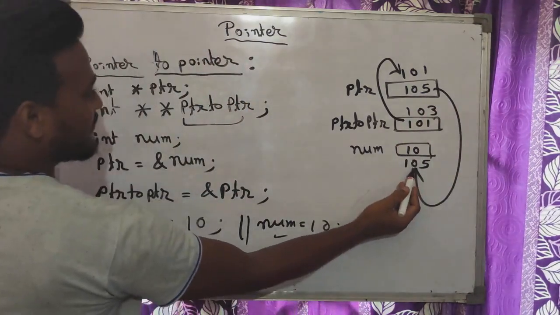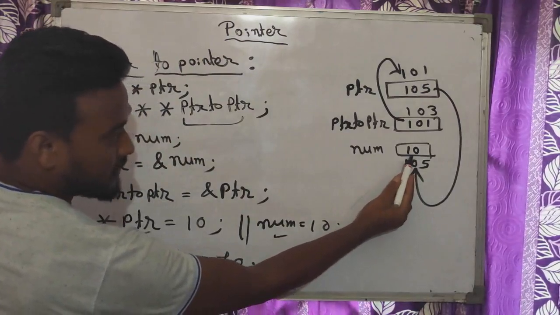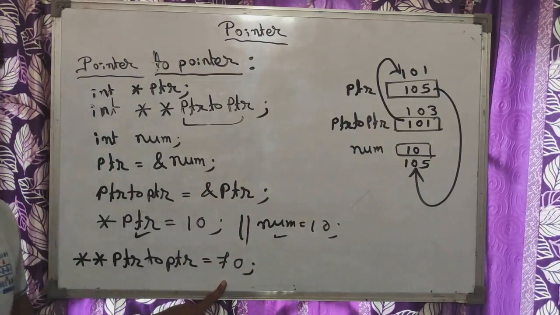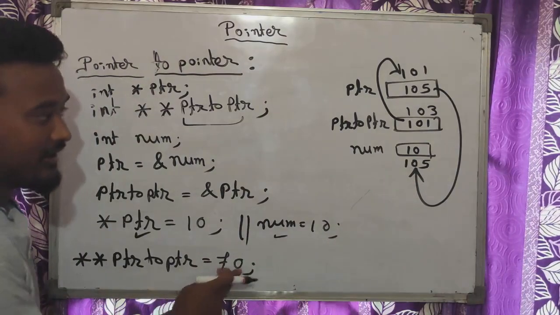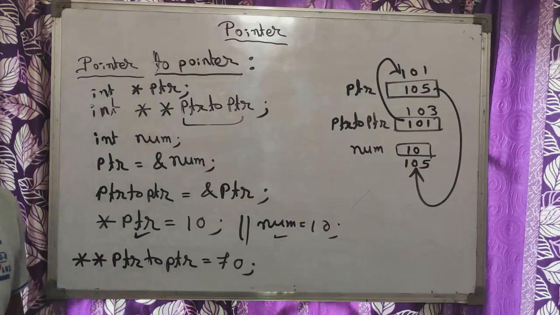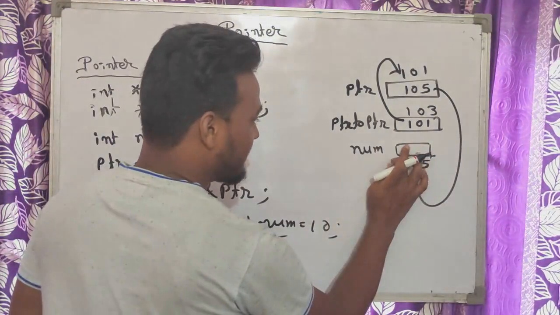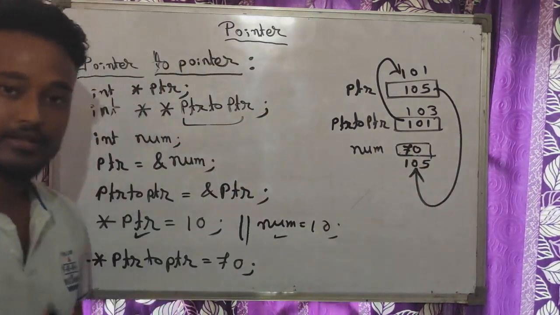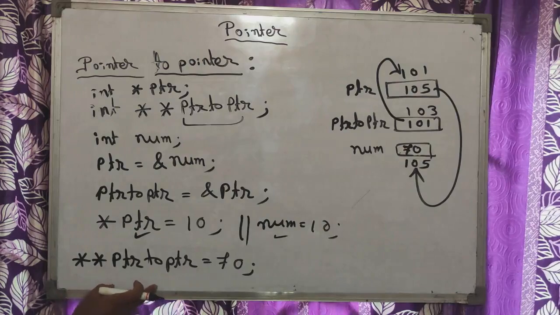Now inside this 105, the value already stored is 10. Now again we have assigned a new value, that is 70. That means this 10 will be replaced by 70. Clear? Check this statement properly.